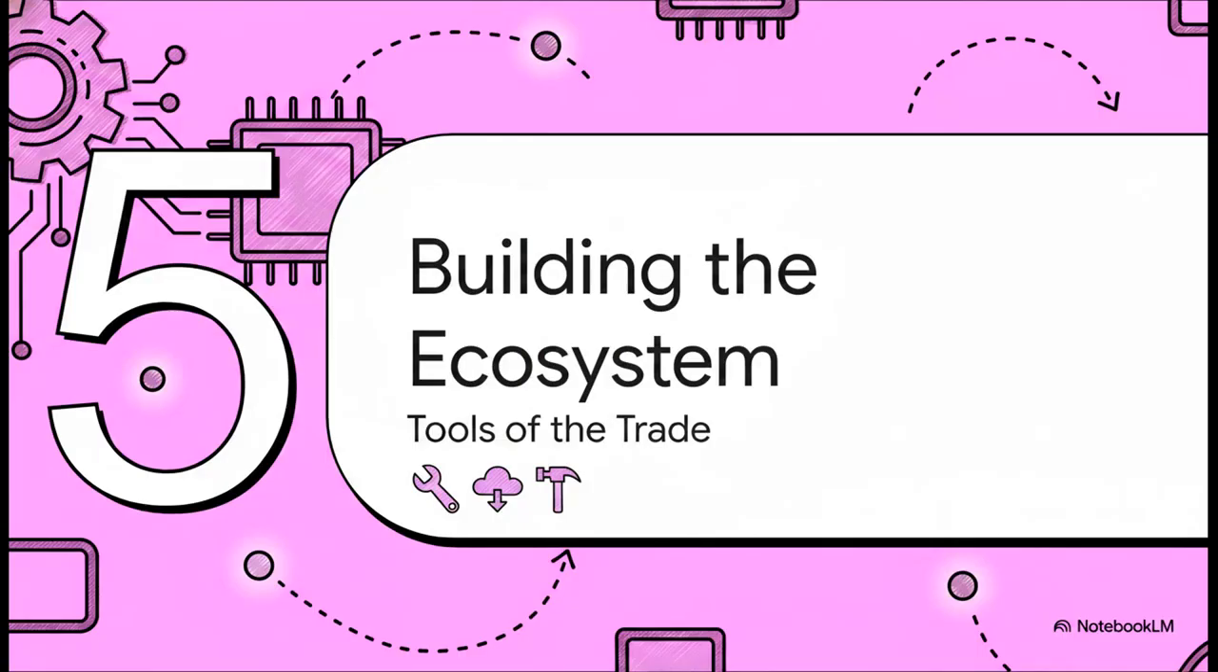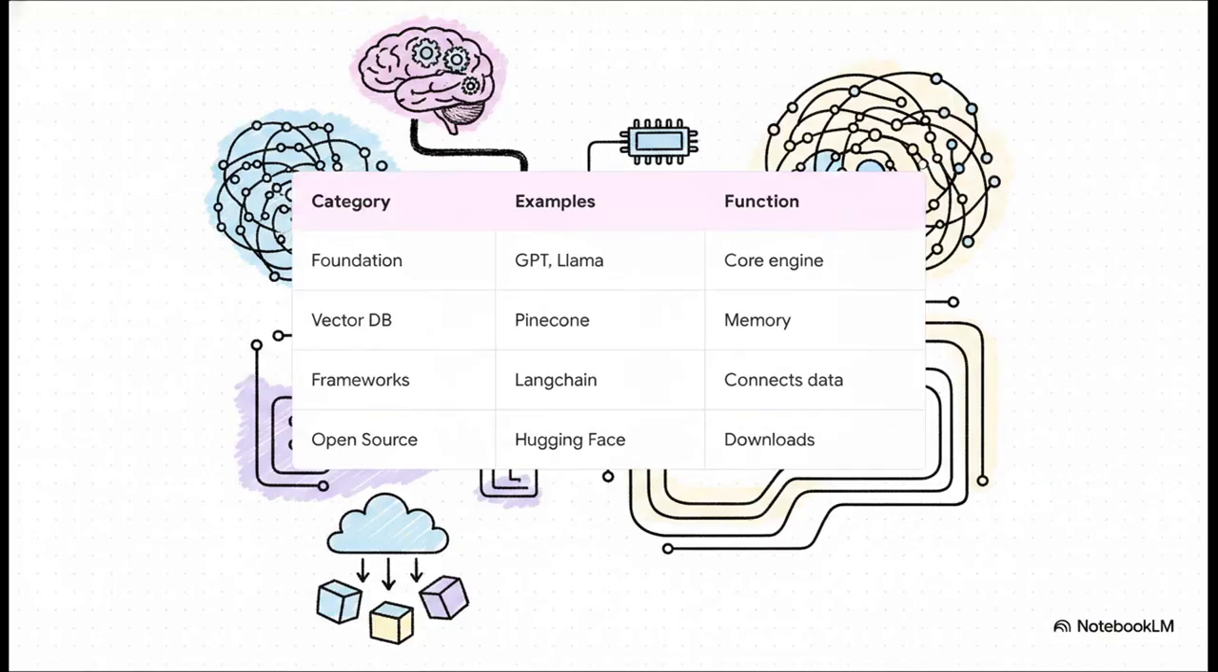Which brings us to Section 5. Building the AI ecosystem, tools of the trade. Because the models alone, they aren't enough. Developers actually rely on an entire ecosystem to bring these concepts to life. Right at the top, you have foundation models like OpenAI's GPT or Google's Gemini acting as the core intelligence engines. Then you have vector databases like Pinecone acting as the system's long-term memory. Frameworks like LangChain act as the wiring, and open-source hubs like Hugging Face, they serve as the massive community platform for finding and downloading the whole shebang.